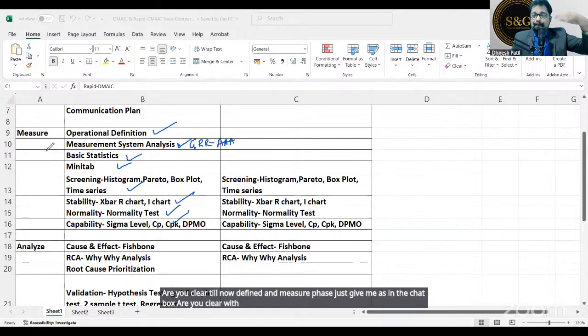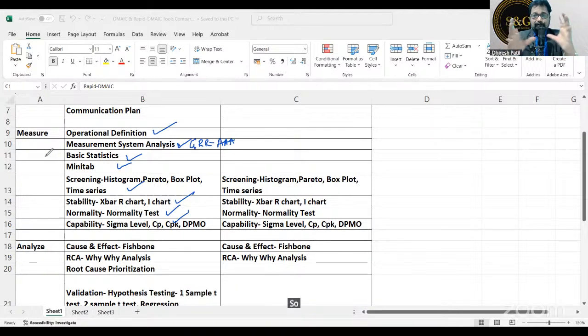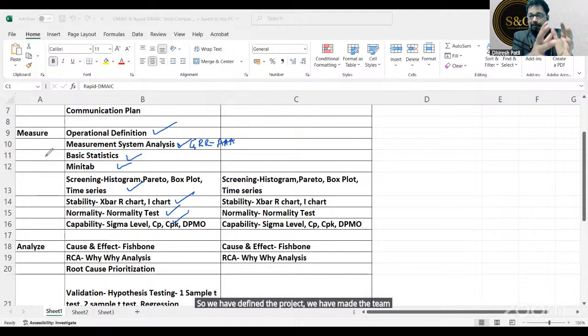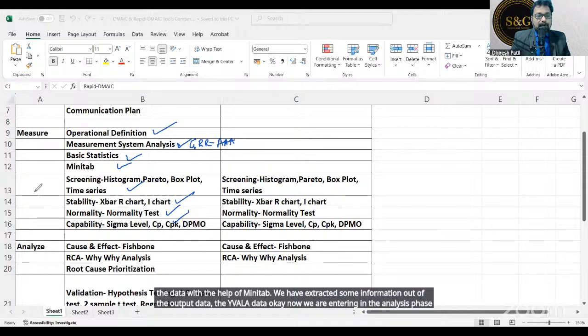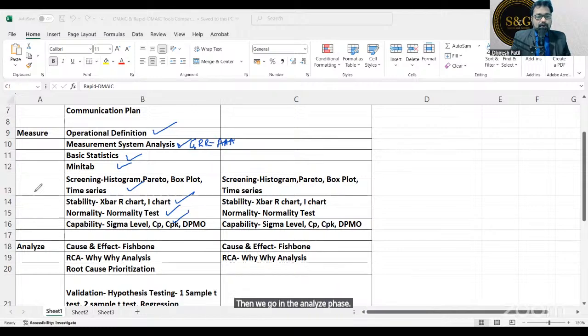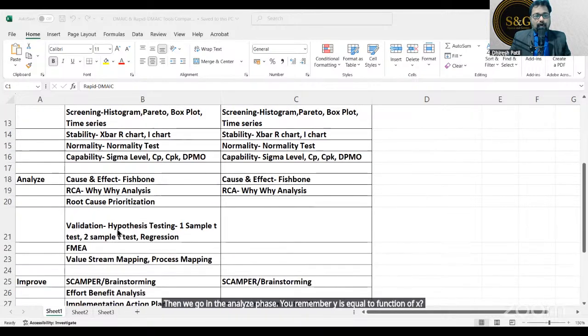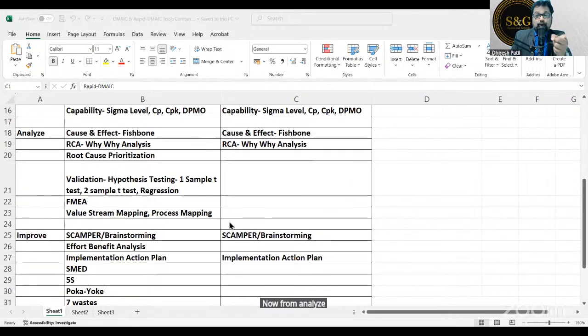Just for the new members, I'm quickly going through the sequence. So we have defined the project, we have made the team, then we have collected the data, and with the help of Minitab, we have extracted some information out of the output data, the Y data. Okay. Now we are entering the analyze phase. You remember Y is equal to function of X. Now from the analyze phase, we jump into the X part of it. We are finding out the reasons, the causes.